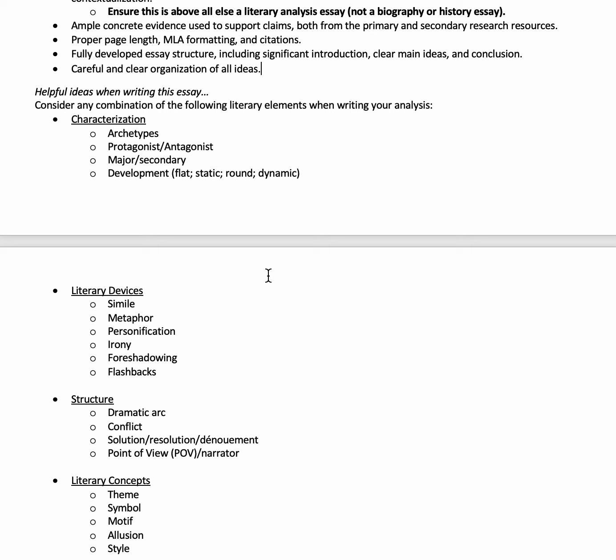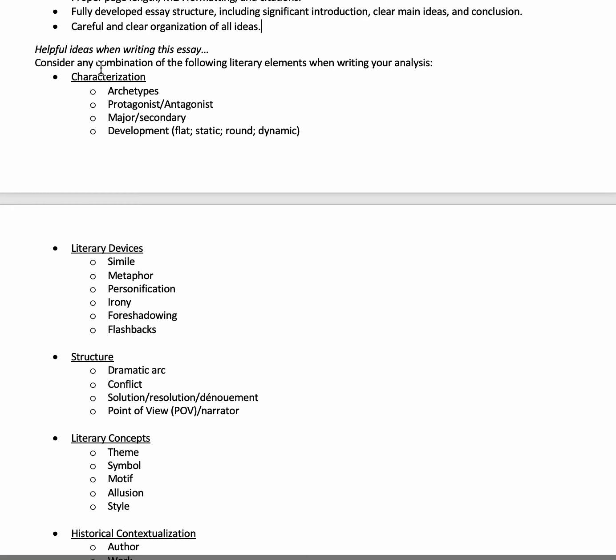Okay, so some ideas that you can think about as far as literary elements when it comes to your analysis. Again, this is far too much to do for all of these works. You need to choose one or two primary ones. But you can think about characterization. So you can think about things like archetypes. Are they protagonists, antagonists? Are they primary or secondary characters? Are they developed, flat, round, static, dynamic? Think about literary devices. So things like similes, metaphors, personification, flashbacks, structures.